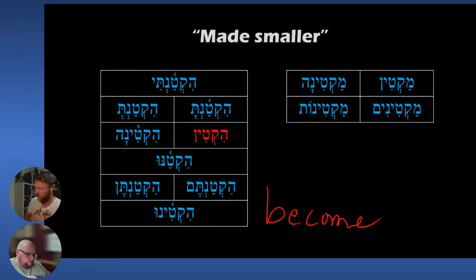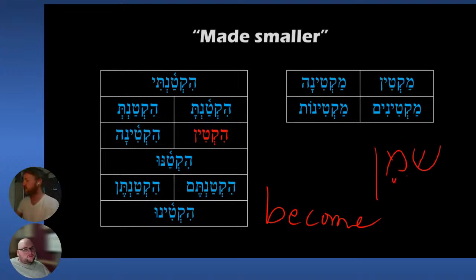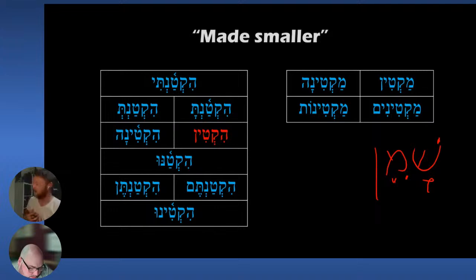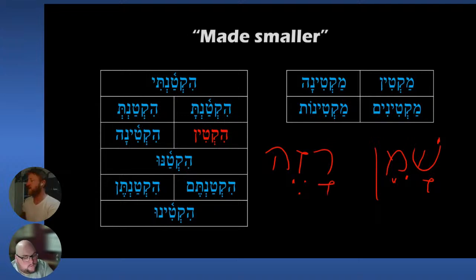Okay, another example is shamen, meaning fat. You can say hishmanti, which means I've gained weight, I've put on weight. And the opposite, razeh, means thin. So hirzeti in the Hiphil means I've lost weight.